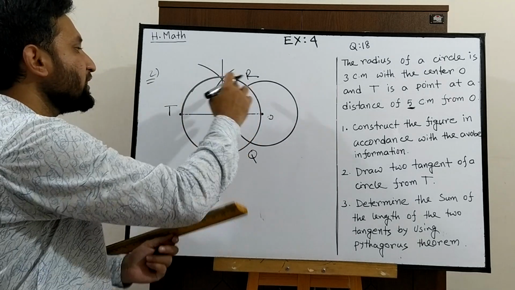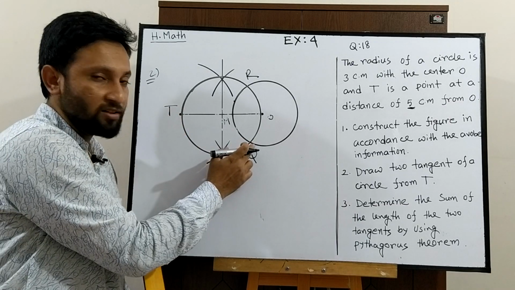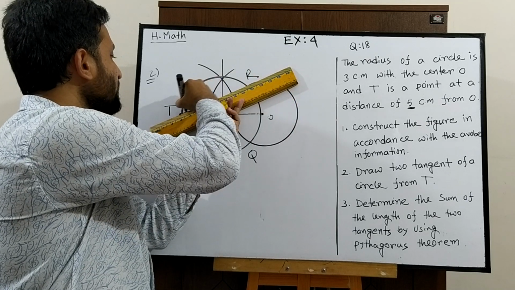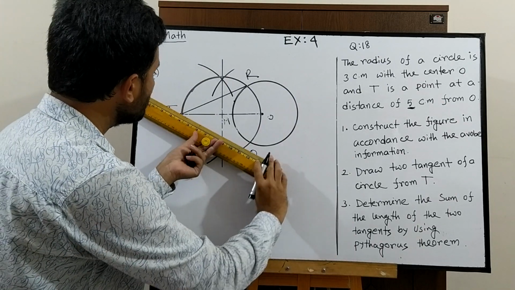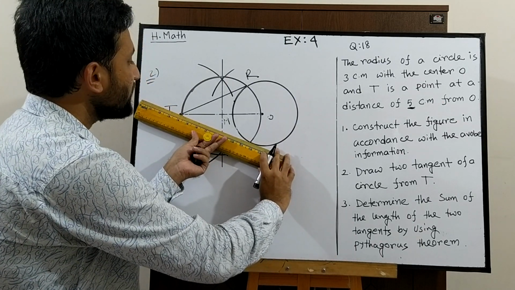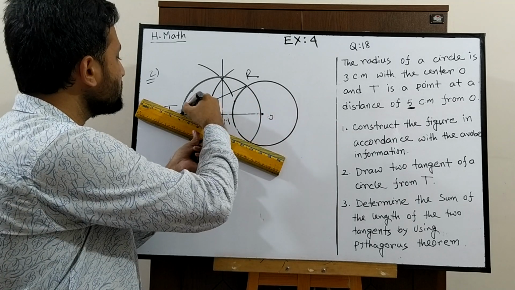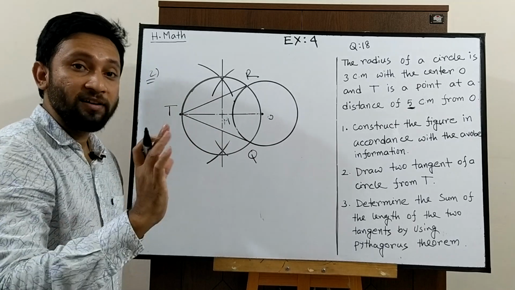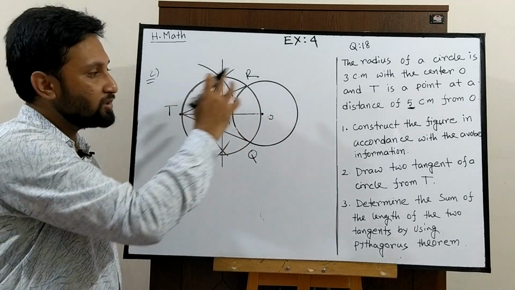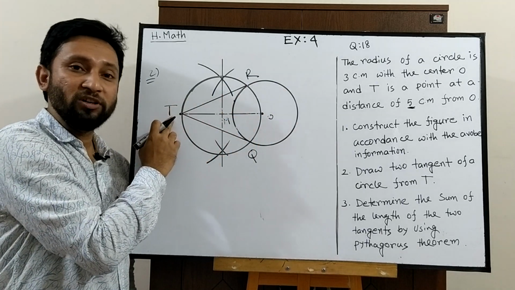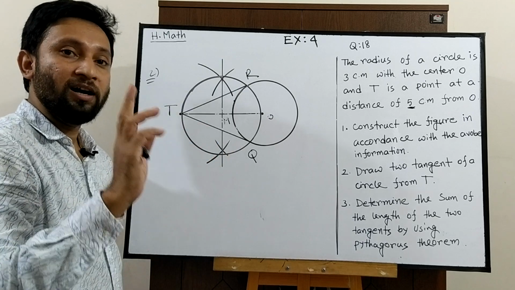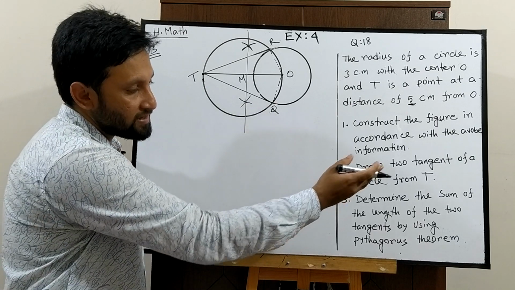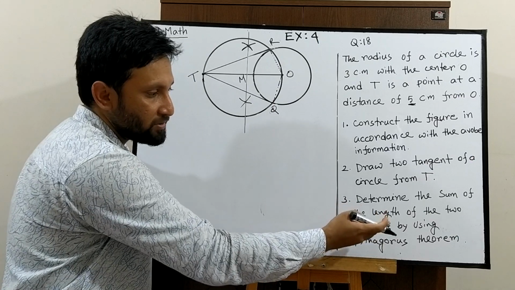So join the line T and R, and another line T and Q. The 2 points joined give line TR, and the other points Q and T give line TQ. Therefore the 2 lines TR and TQ are the 2 tangents to this circle from the outside point T. So TR and TQ are the required tangents. Clear?